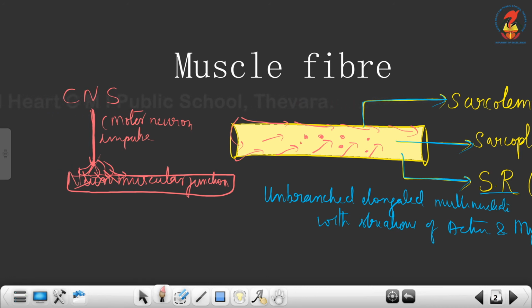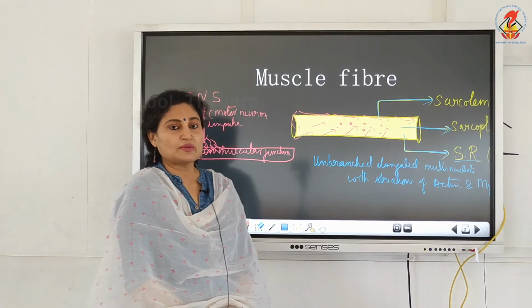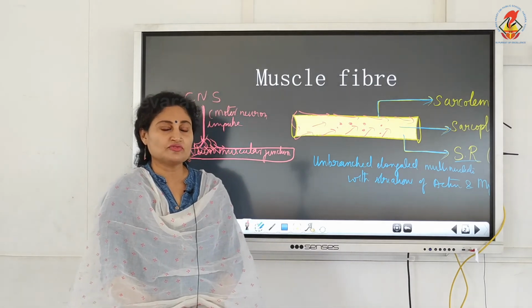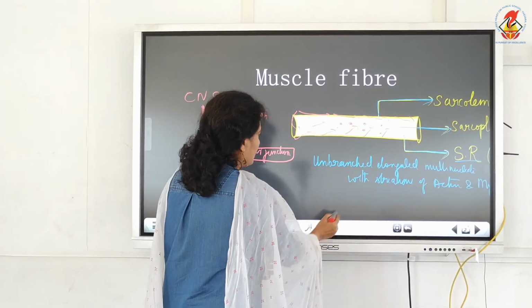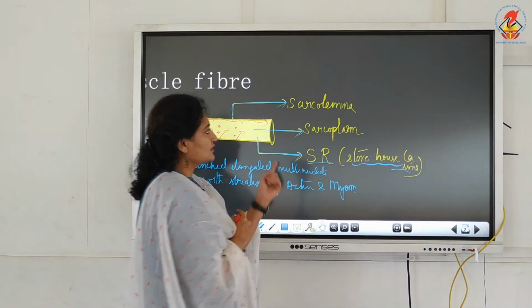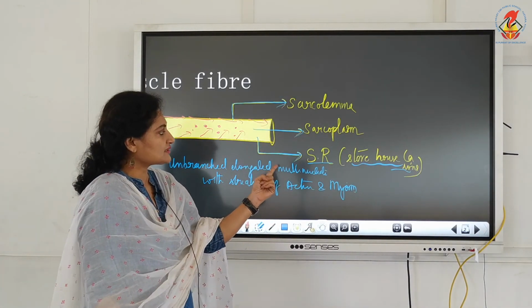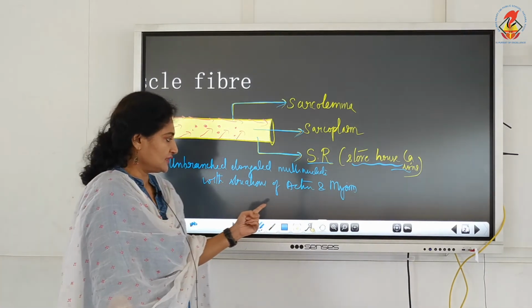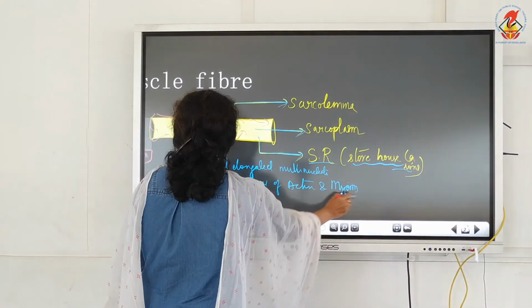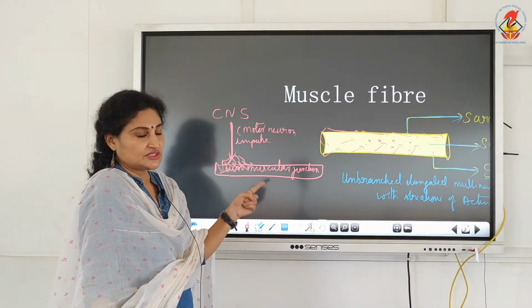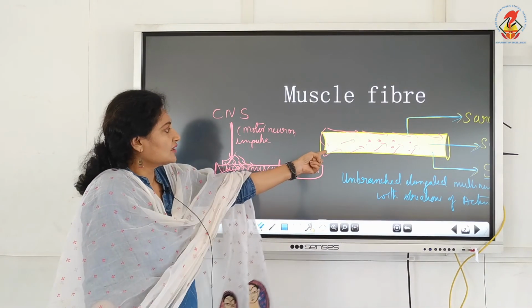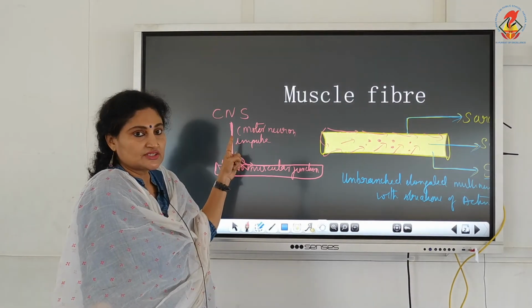I hope you have understood the sliding filament theory, but before starting off with the sliding filament theory, it is mandatory to explain the structure of a single muscle fiber in context to sarcolemma, sarcoplasm and sarcoplasmic reticulum. Next, it is mandatory to mention how an impulse is initiated or propagated to the muscle fiber, that is from the CNS through a motor neuron.